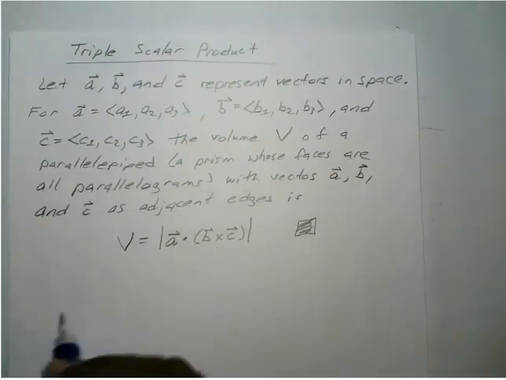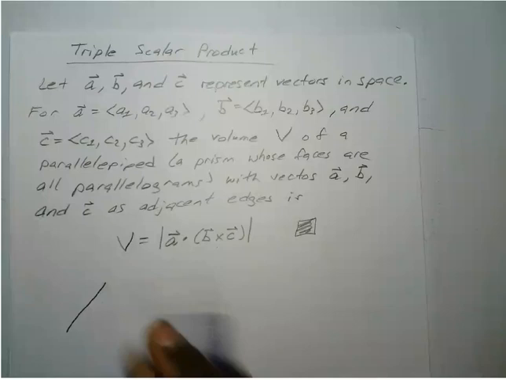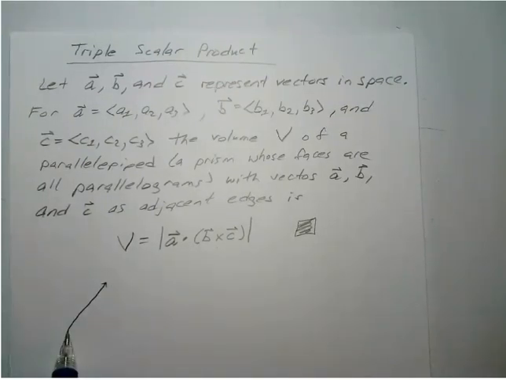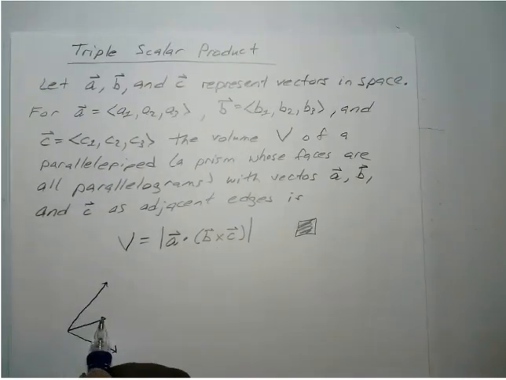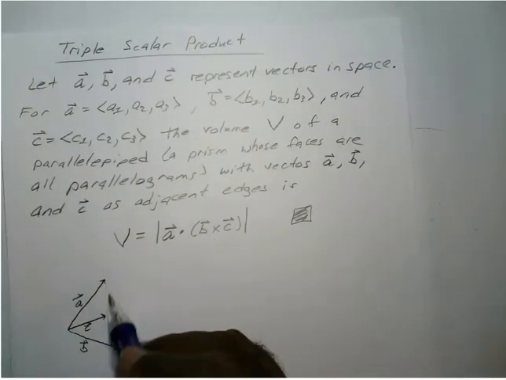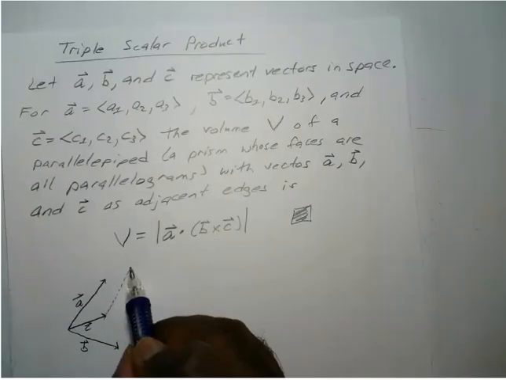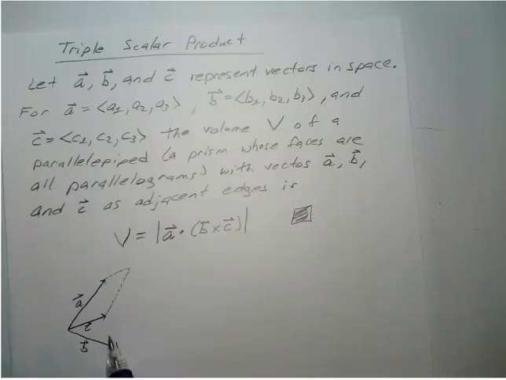Okay. So to kind of help you visualize it, this is vector A, this is vector B, and let's say this is vector C. I'm just going to kind of connect it there. And let's say this one.